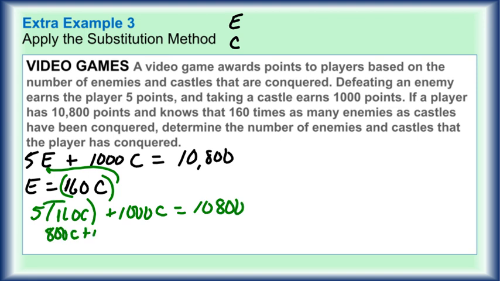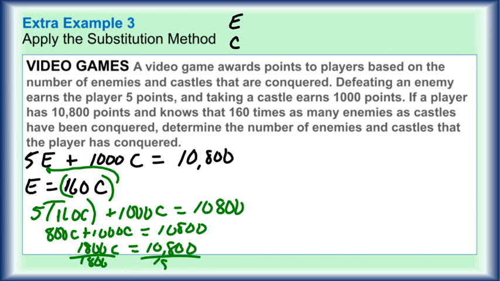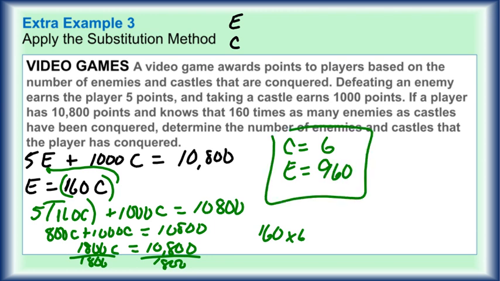This will give us 800 C plus 1,000 C equals 10,800. We got 1,800 C equals 10,800. Divided by 1,800, the number of castles would be 6. And if number of castles is 6, to find out number of enemies, I just take 160 times 6. 160 times 6 would give us 960. So our solution would be 6 castles, 960 enemies.